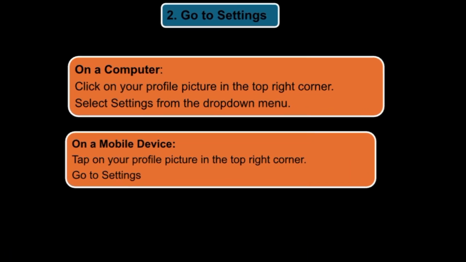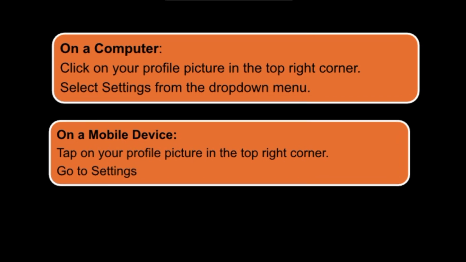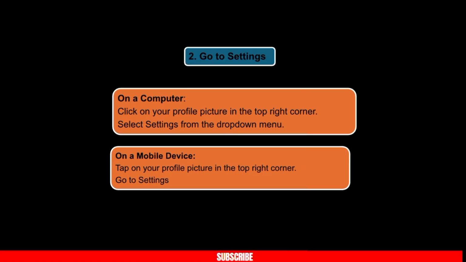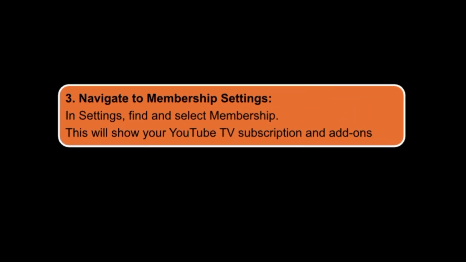After that, go to Settings. On a computer, click on your profile picture in the top right corner, and select Settings from the drop-down menu. On a mobile device, tap on your profile picture in the top right corner and go to the Settings. Then navigate to the Membership settings.